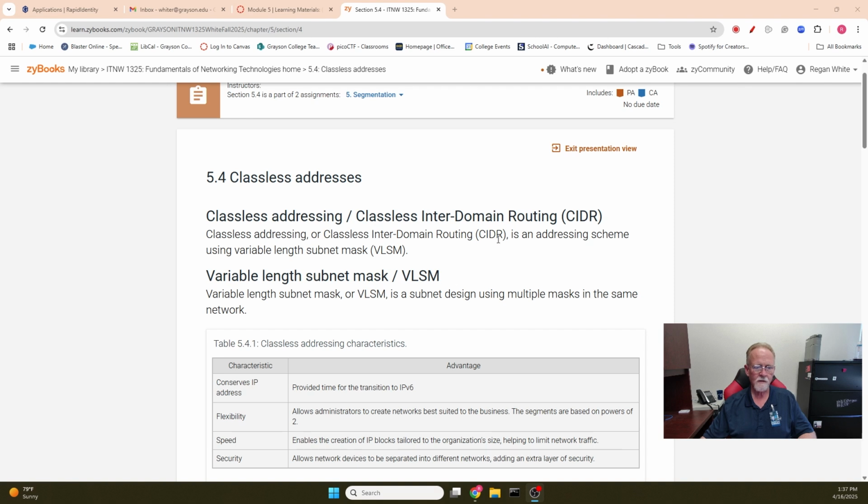Classless addressing, or CIDR, is an addressing scheme using variable length subnet mask, which basically is the slash number that you see after some IP addresses. And basically what it does is it replaces the subnet mask, and it's not very difficult to figure out. We'll talk about it a little bit more in detail. But just know that right now it determines what the subnet mask is and tells you without having to put it down.